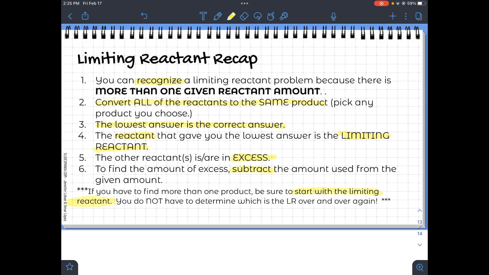Once you know what the limiting reactant is, you always start with the limiting reactant and every other answer is based off of that.